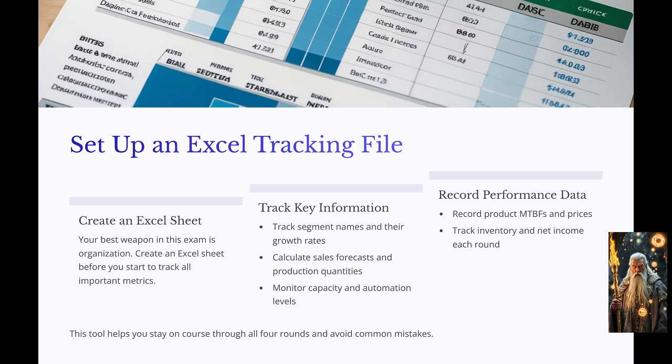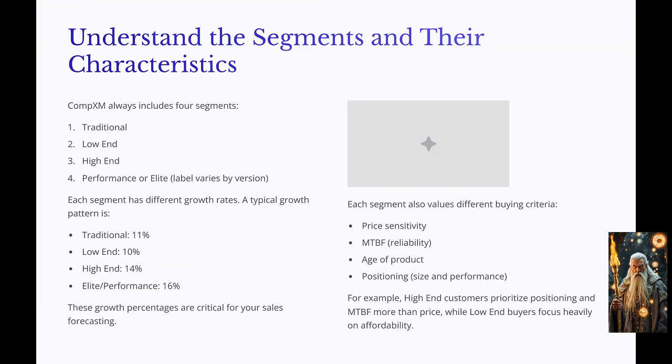Step 2. Understand the segments and their characteristics. CompXM always includes 4 segments: 1. Traditional, 2. Low, 3. High-end, 4. Performance or elite. The label varies by version. Each segment has different growth rates. A typical growth pattern is traditional, 11%; low-end, 10%; high-end, 14%; elite/performance, 16%. These growth percentages are critical for your sales forecasting.